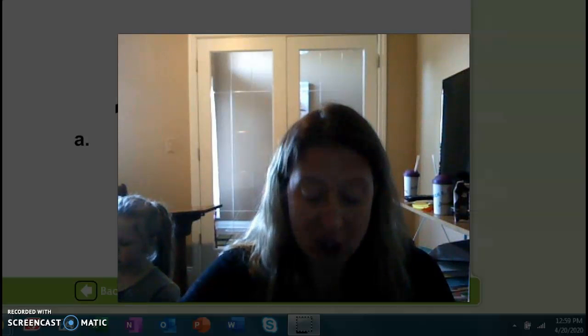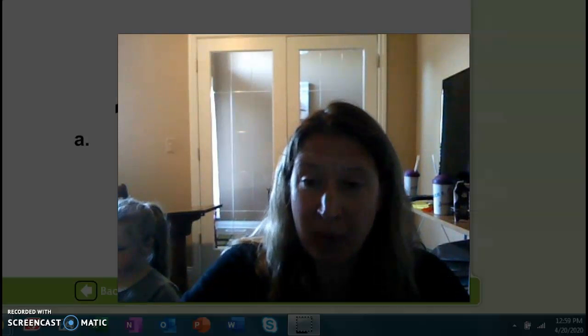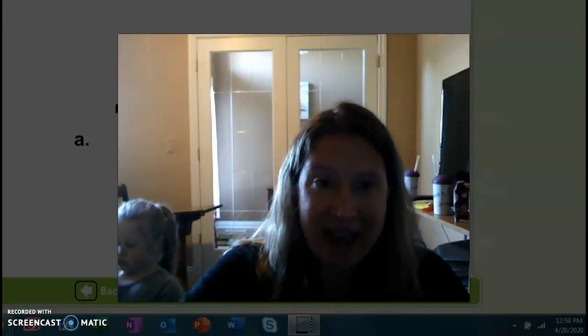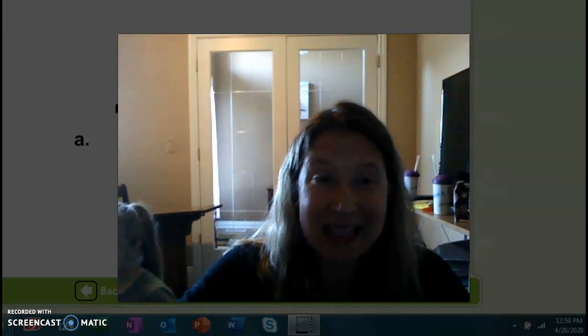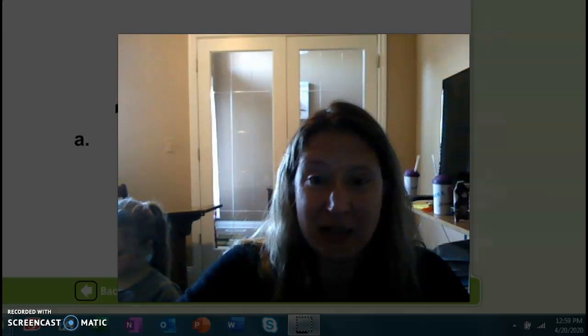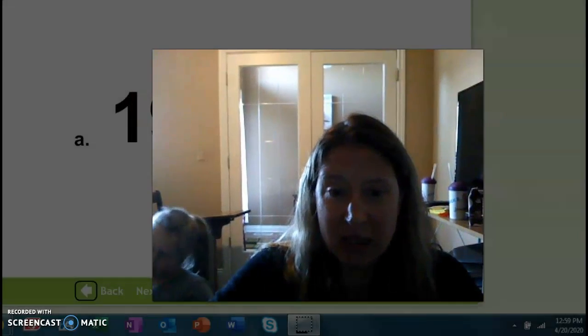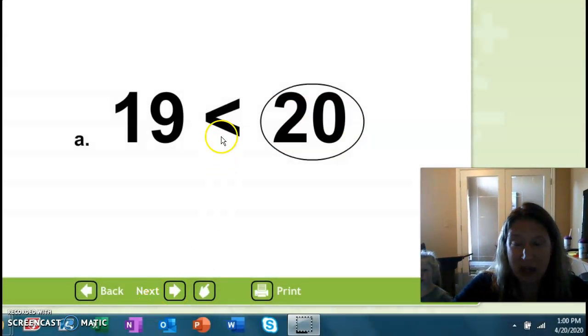Now we're going to go back. Now that you've determined which number is the bigger number, that is the one that's going to get the bigger side of the sign. Let me show you my screen here, and I want you to see, just as a refresher, how the bigger side of the symbol is next to the bigger number and the smaller side of the symbol is next to the smaller number. Go ahead and add the signs for B, C, and D, please, and then we'll check them.